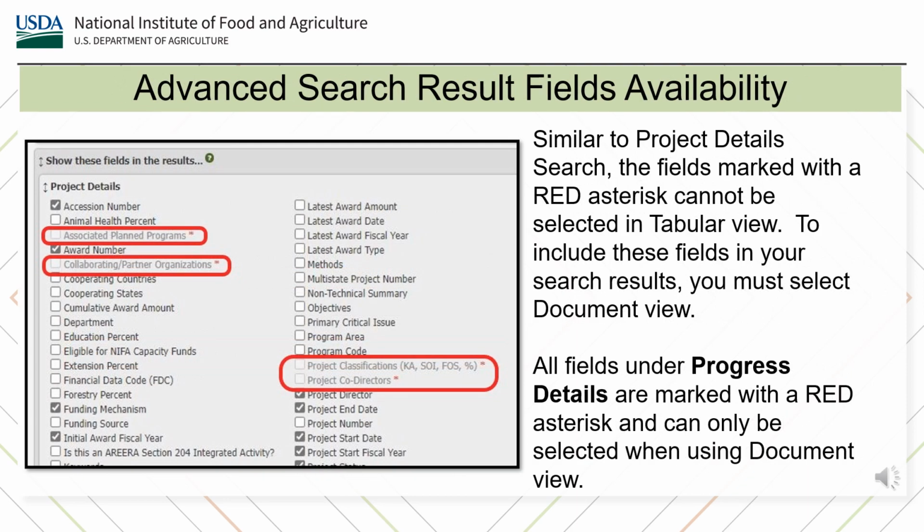Similar to Project Details Search, the fields marked with a red asterisk cannot be selected in Tabular View. To include these fields in your search results, you must select Document View. All fields under Progress Details are marked with a red asterisk and can only be selected when using Document View.